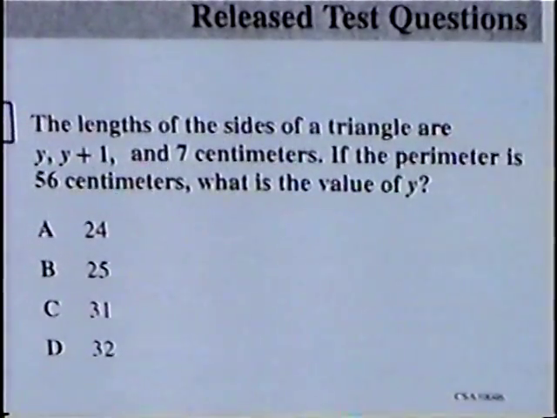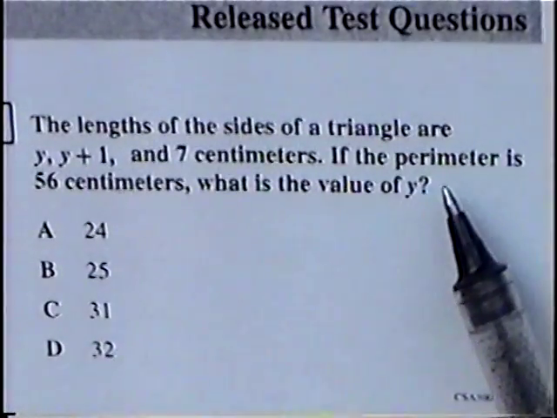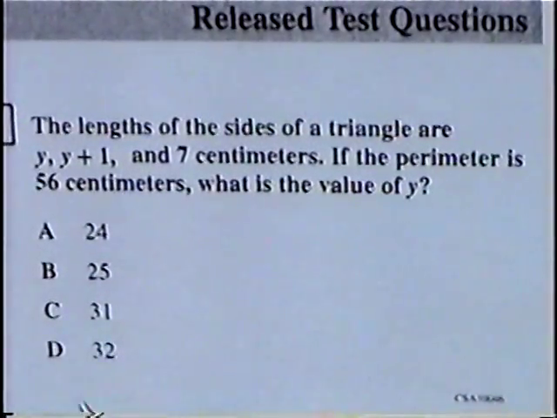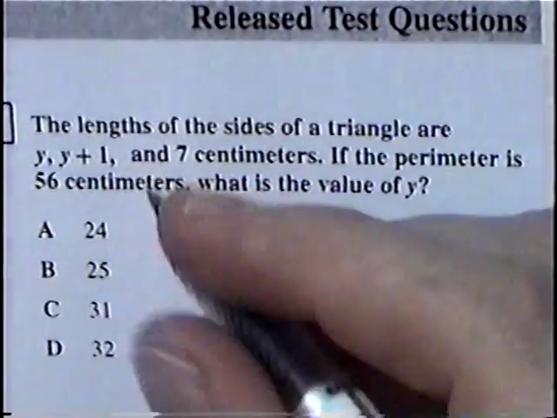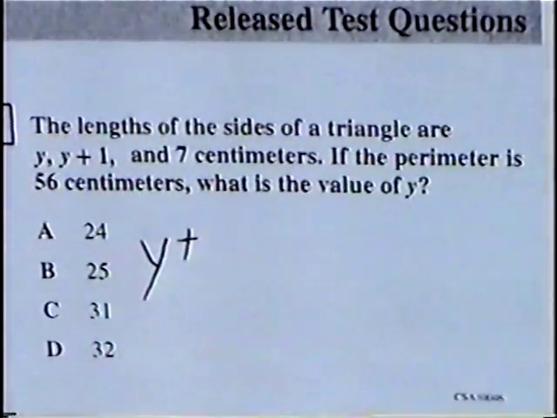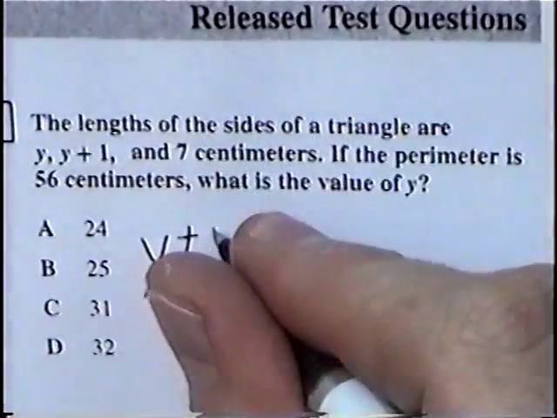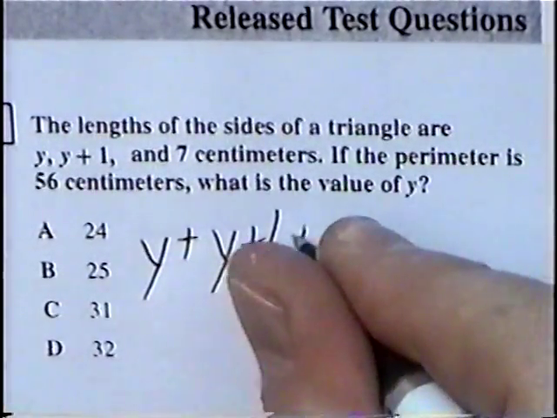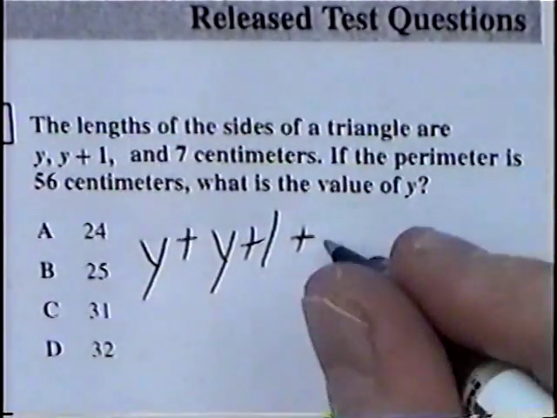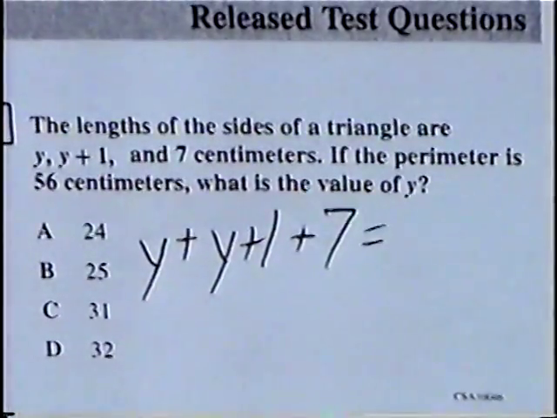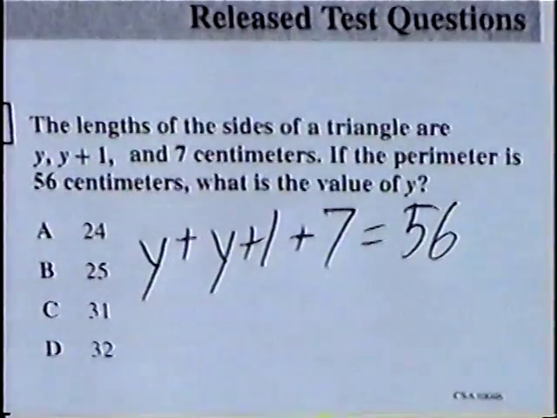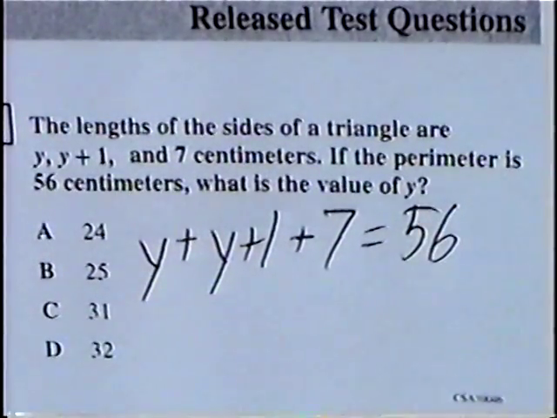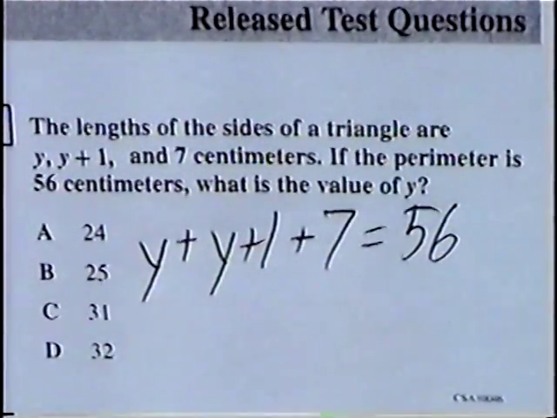For the sides of the triangle, the perimeter is 56. If you remember, the perimeter is the sum of all the sides, or adding all these sides together. So the first side is length y, adding to that the second side, y plus 1, and adding to that the final side, 7, equals the perimeter. Again, the perimeter is the total sum of all sides, which would be 56. Question is solving for y.